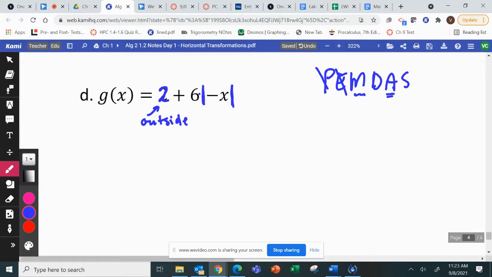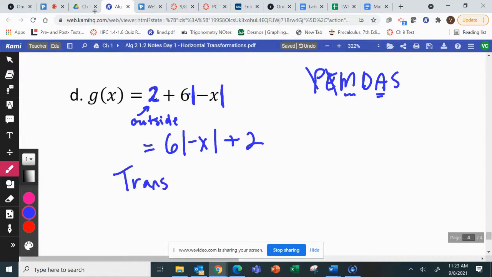Operation is add, subtract, multiply, divide. So what operation is it? This is addition. If we do addition, we're talking translations. This is just written in an order that not all of them are written in. And I believe there was one like that yesterday, so that's why I brought it up again. If you wanted to see this in the order that everything else is, it would be written in this order. So it's okay that 2 comes first. It does the exact same thing. It's going to translate it. Where? Up 2 units. Yes.